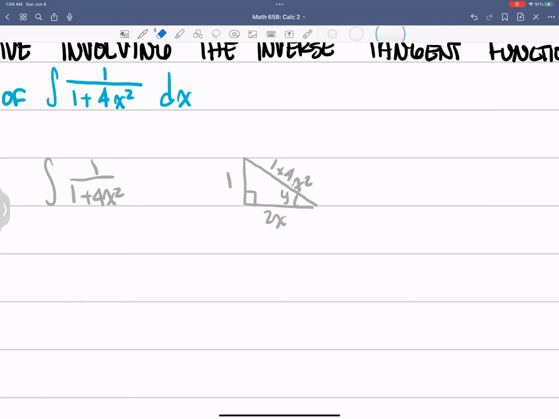Looks like it would make more sense to have it the opposite way. So instead of 1, 2x, we'll say 2x and 1. That way we can use tangent. So tangent of 2x over 1 seems like numbers that are a little bit easier to work with. So we're going to let tangent of y equal 2x over 1, or we could just simply say 2x.